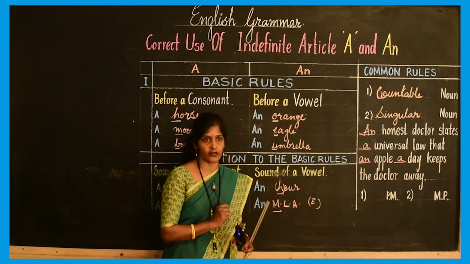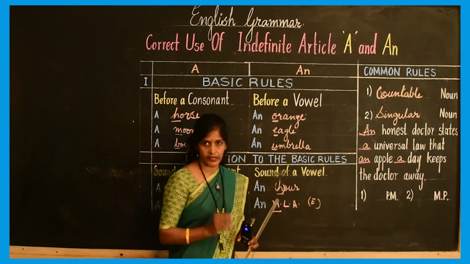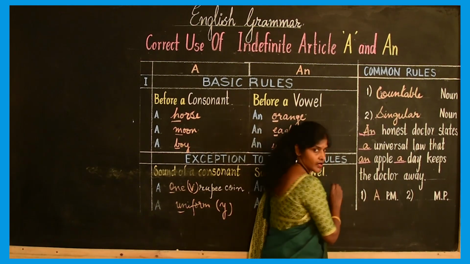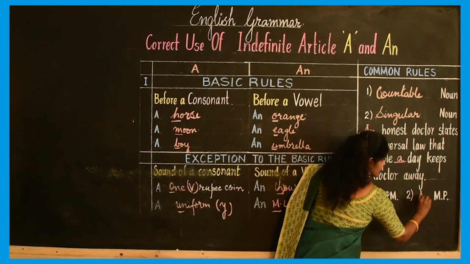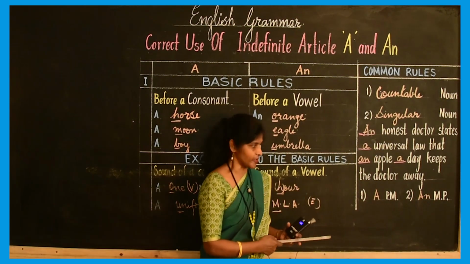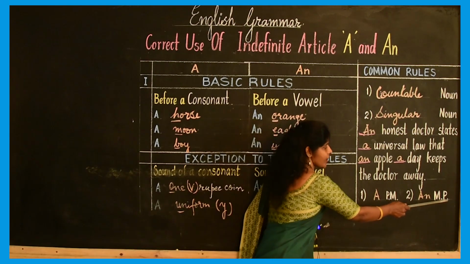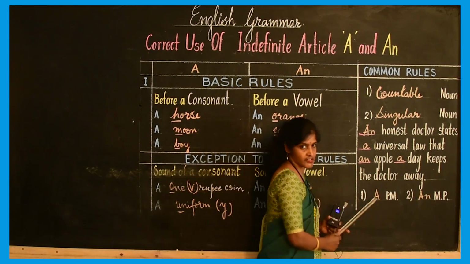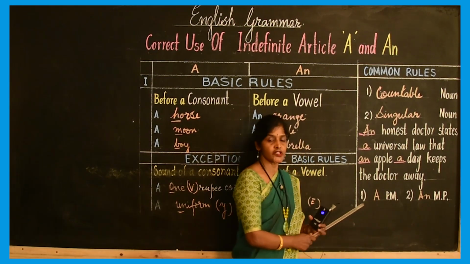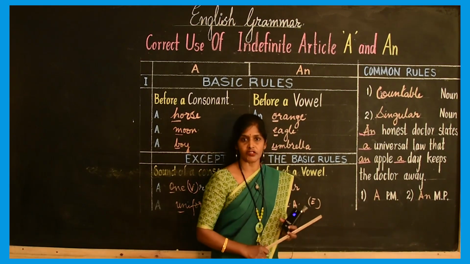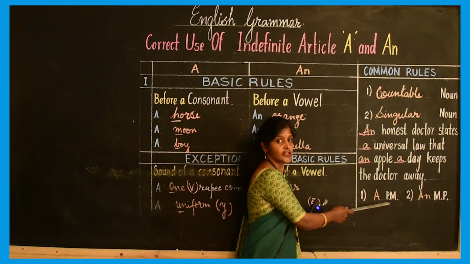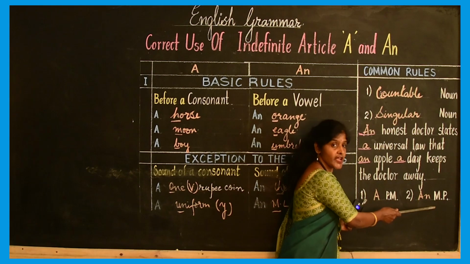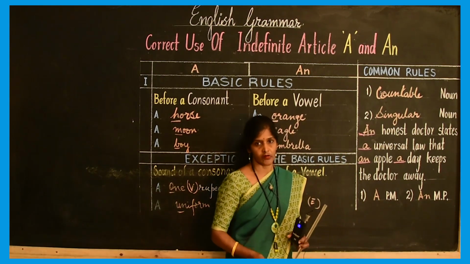Now, this is another very important and interesting example for your understanding. Here we have a PM and an MP. Both the abbreviations have the same consonants but with the interchange of place, and still we have used different articles. That is only because of the sound effect. Here P is a consonant, sounds like a consonant, whereas here M is a consonant but has a vowel effect.